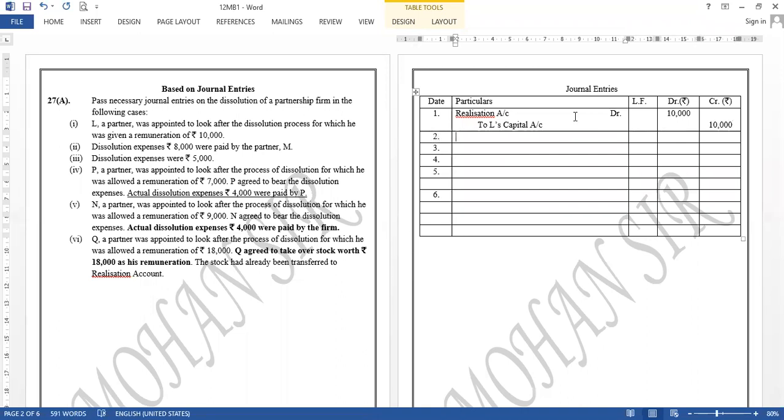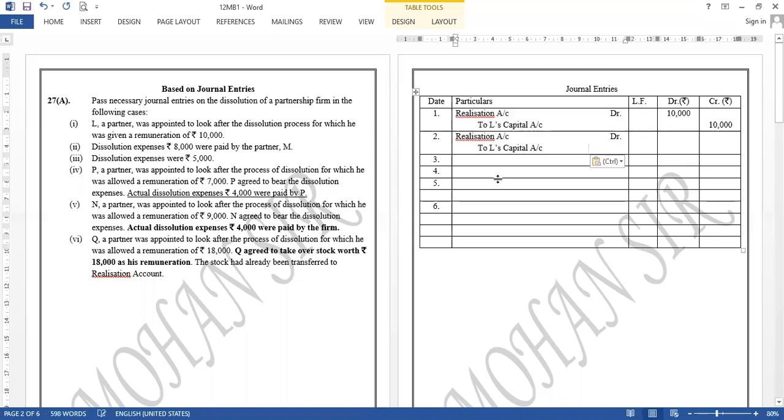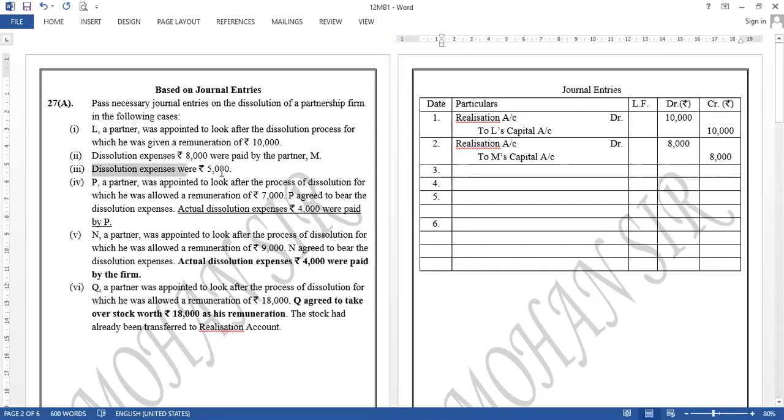Second now, dissolution expenses rupees 8,000 were paid by partner M. Realization to M's capital account. That's very correct. क्योंकि ये ऐसा है कि लाइक फर्म के एक्सपेंसेस हैं जो पार्टनर ने पे किए हैं. करेक्ट, पार्टनर ने पे किए, तो इन दैट केस अगेन पार्टनर बिकम्स अवर क्रेडिटर. वी नीड टू पे टू एम नाउ. तो फर्म्स एक्सपेंसेस, ओके, पेड बाय अ पार्टनर. सो ओवर हियर अमाउंट विल बी 8,000, राइट.